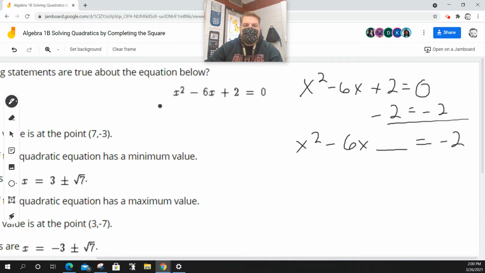Now, remember that this is written like ax squared plus bx plus c, where b is the middle term. So in this case, a equals 1.